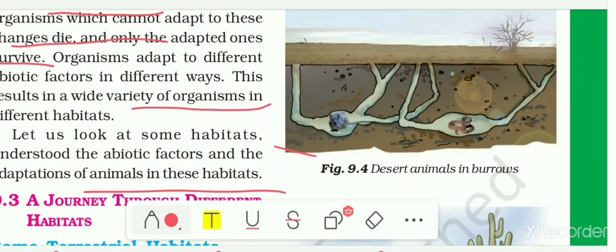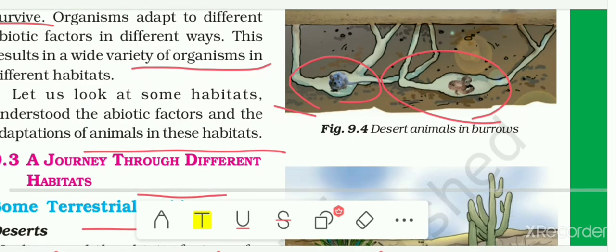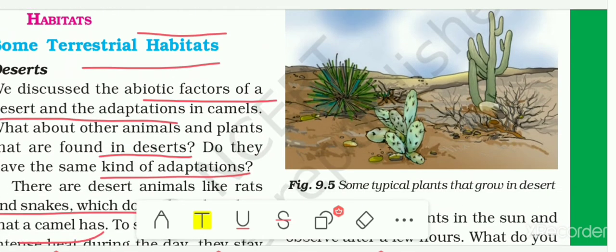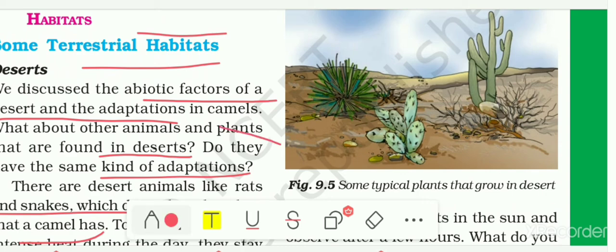In this first picture, desert animals are shown, that is a rat and a snake in the burrows, that means a hole in the sand. They hide themselves to protect themselves from the heat of the desert. In this second picture, you can see some typical plants that grow in the deserts, like cactus.